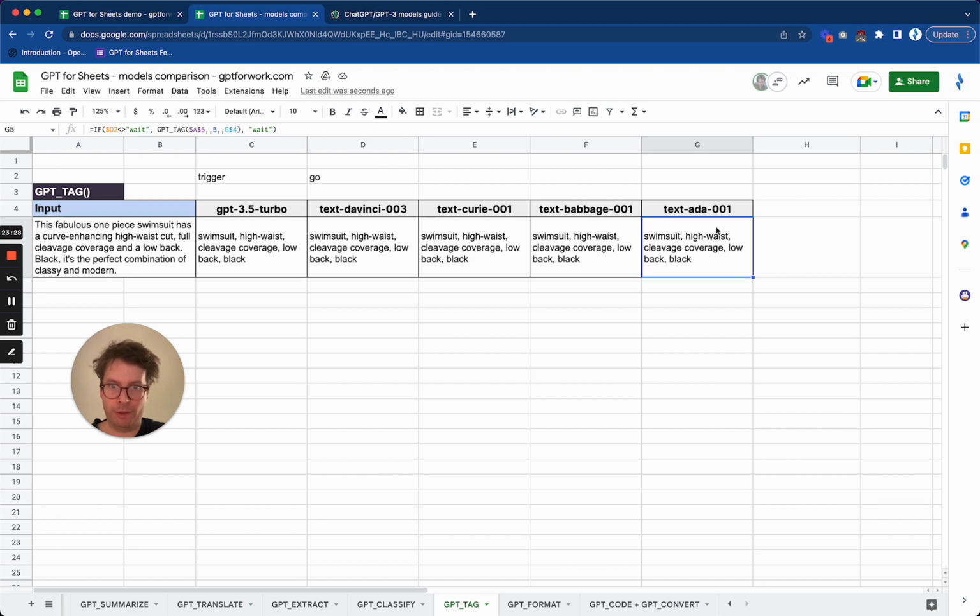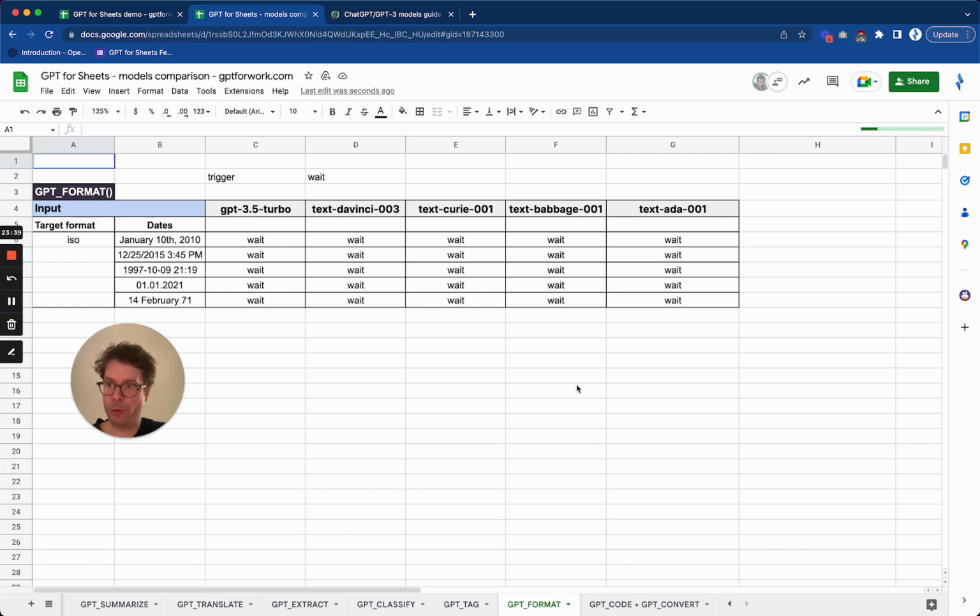And this will be by far the cheapest way, the cheapest model. Ada is extremely cheap and also extremely fast. Okay. Now let's move on to formatting tasks. So I want to format some dates here. And as you can see, I have several dates in different formats that I want to format into ISO dates. So I use the GPT format for this, and let's go.